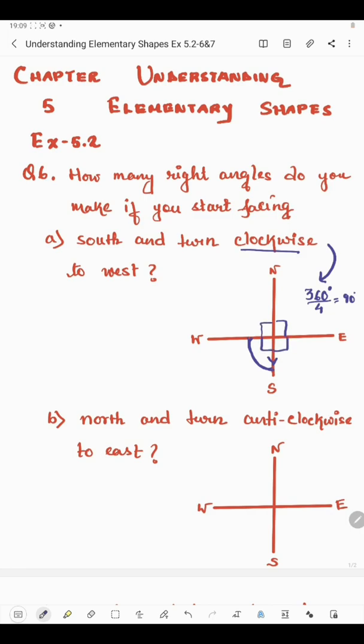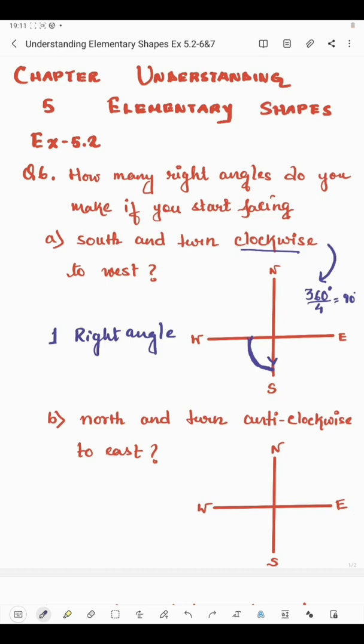Here we have to find how many right angles you make if you are facing south and turn clockwise to west. So we have to find this angle, and it is 90 degrees. So we will write one right angle. If you are facing south and turn clockwise to west, this angle you will have to find. So it's 90 degrees we have got. Okay, so we'll write one right angle.